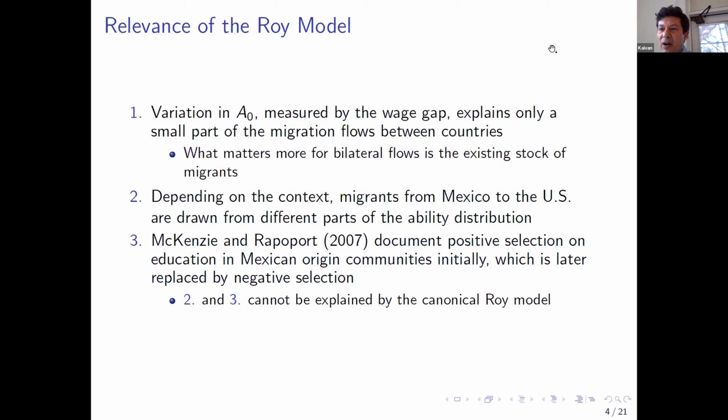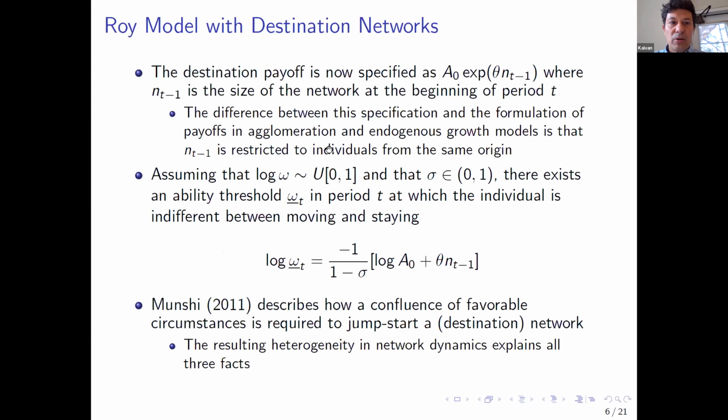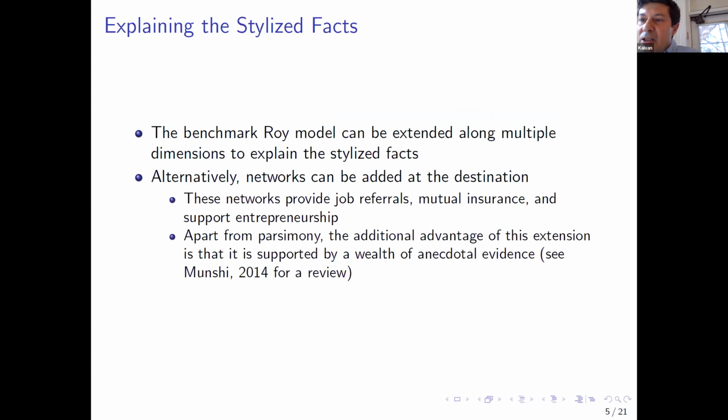The point is that the very simple model that I described for you earlier cannot explain these three stylized facts. Now, it is possible to augment the Roy model to explain the stylized facts. So for example, what you could do is to say that, hey, maybe what matters for migration is proximity. And we don't observe proximity. And so the stock of migrants at a particular destination is just proxying for unobserved proximity.